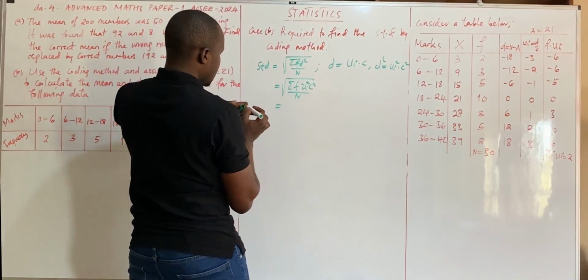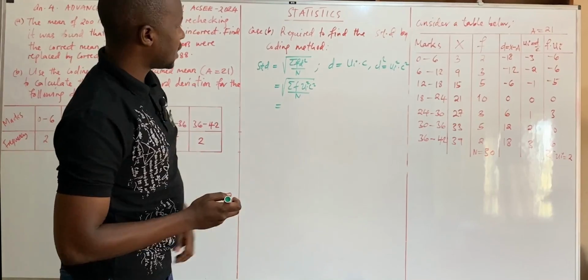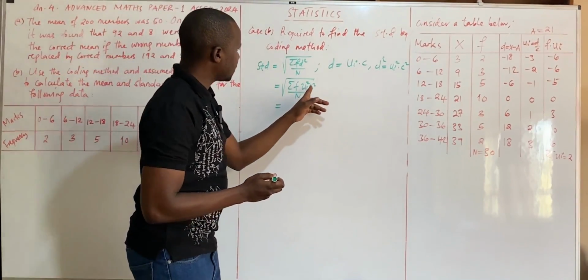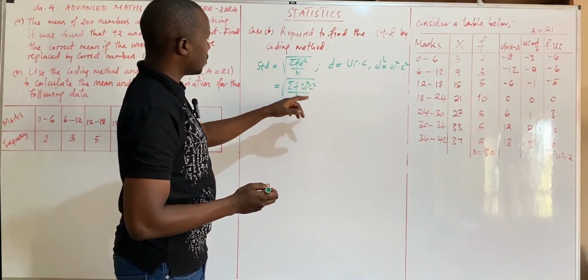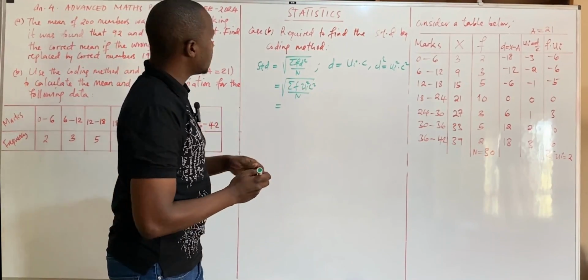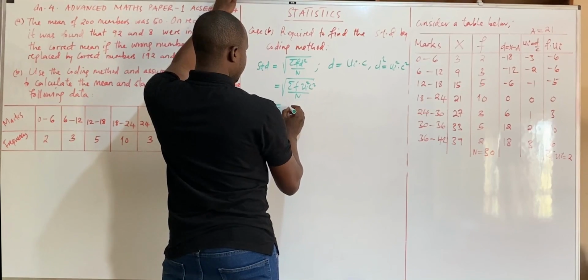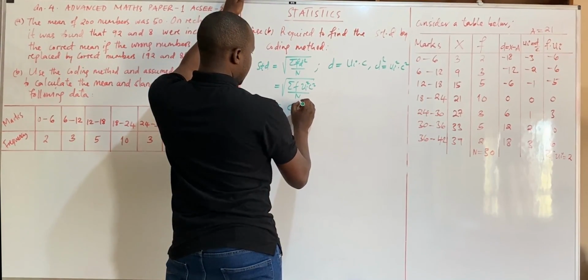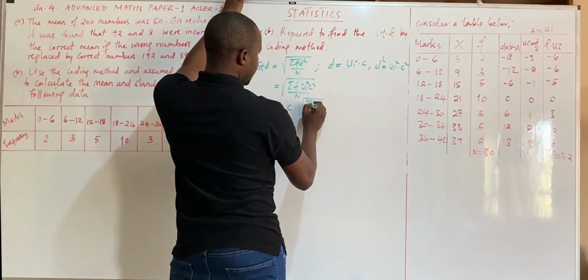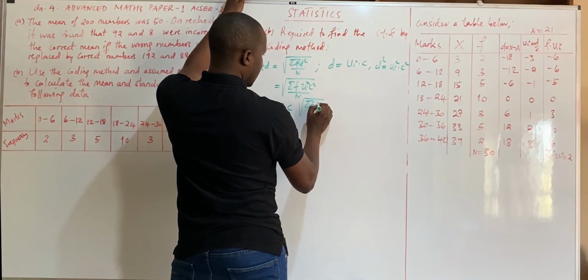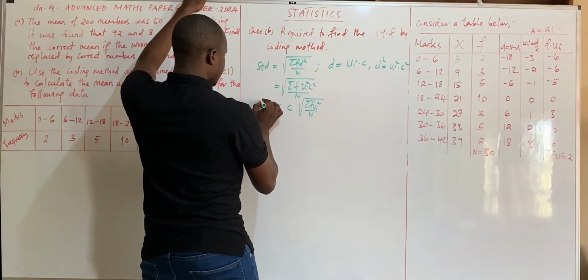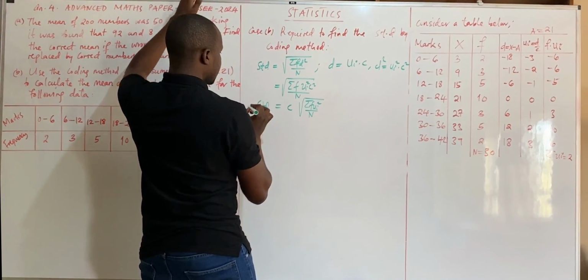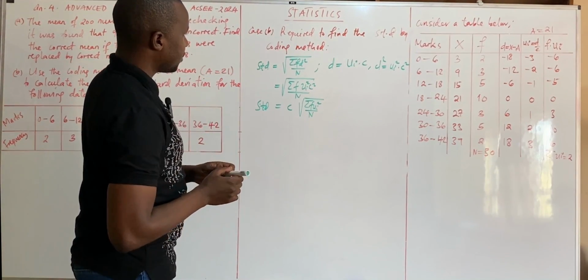So at the end of the day, if we factor out the constant, this c squared is a constant, so we take it out. This ui is a variable, so we don't consider it a constant. So it is going to be c times the root of the summation of f ui squared over n. That is what we are going to get as the formula of standard deviation.